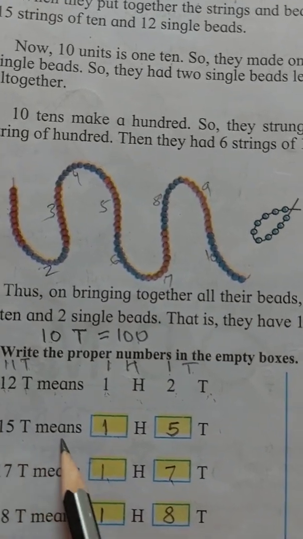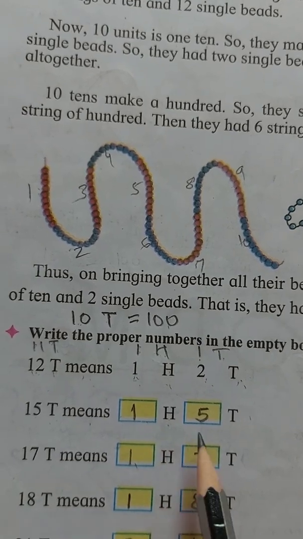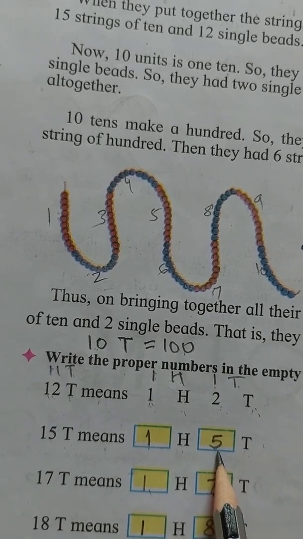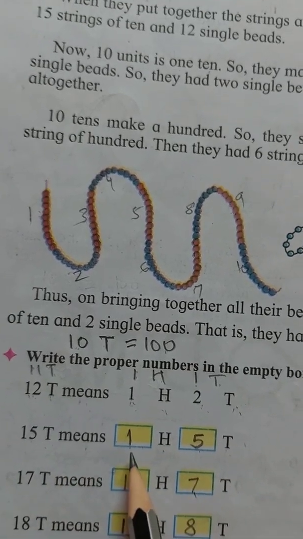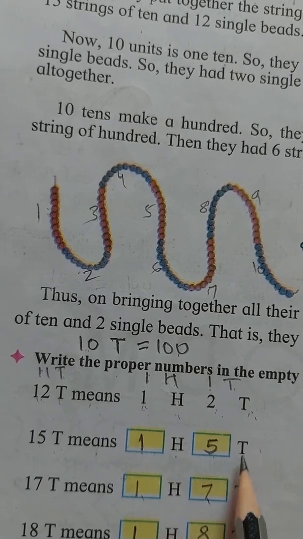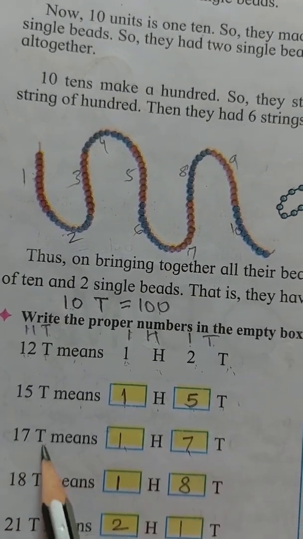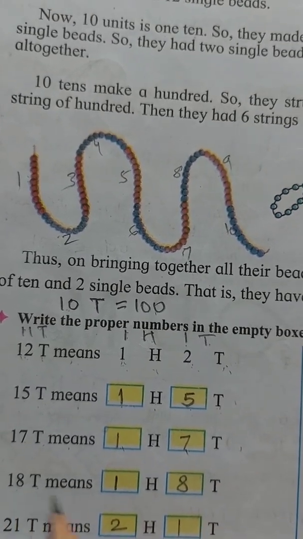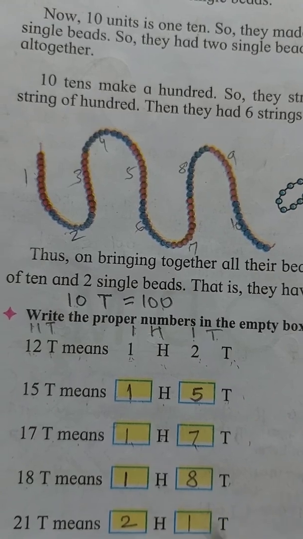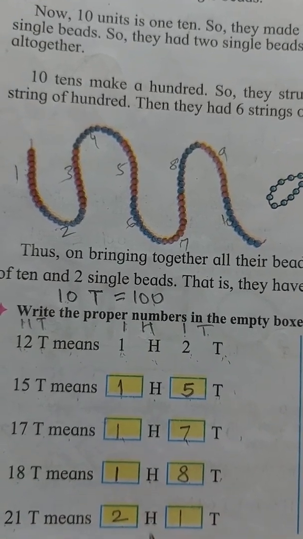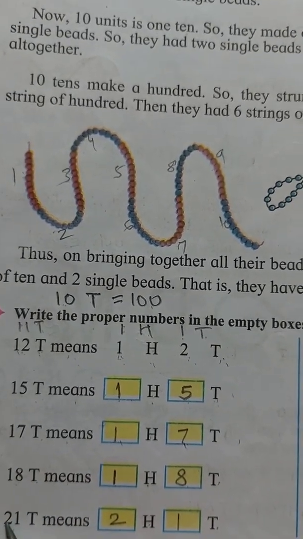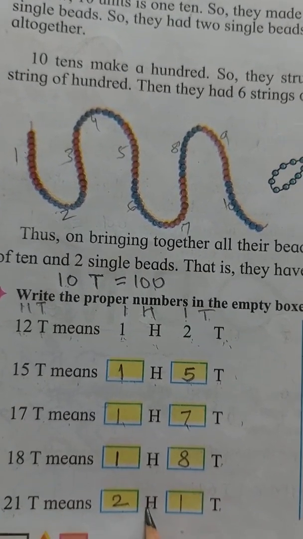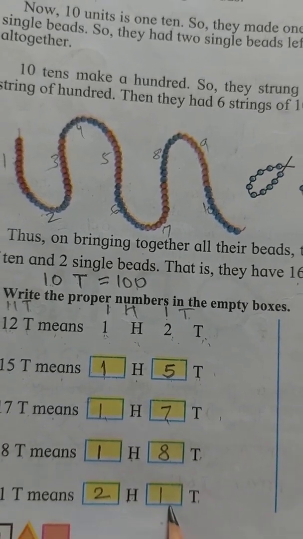So 15 tens means 100 and 5 tens. So 100 and 5 tens. 5 tens means 50. 17 tens means 100 and 7 tens. 18 tens is 100 and 8 tens. 21 tens is 200 and 1 ten. Now you see here it is 21. So 2 will be hundreds, that is 2 hundreds, and 1 ten.